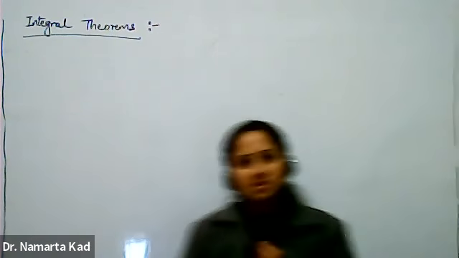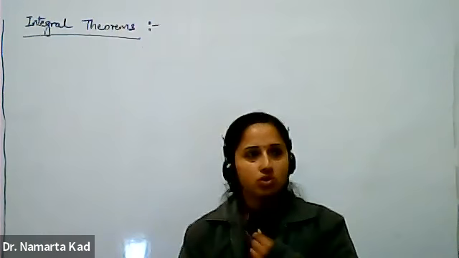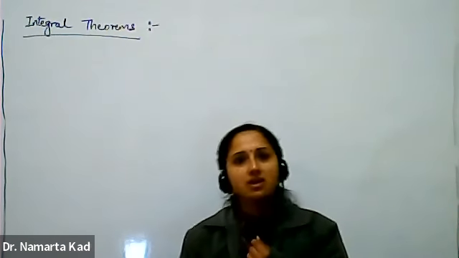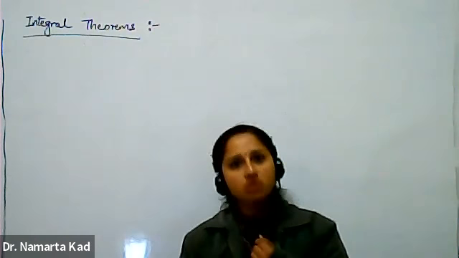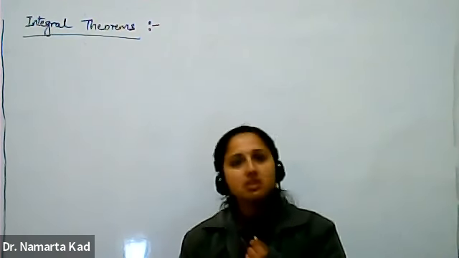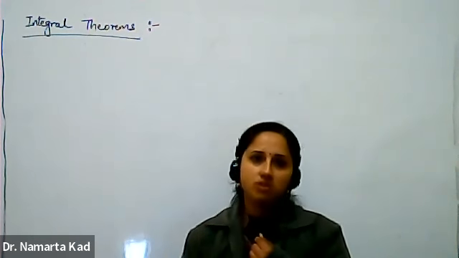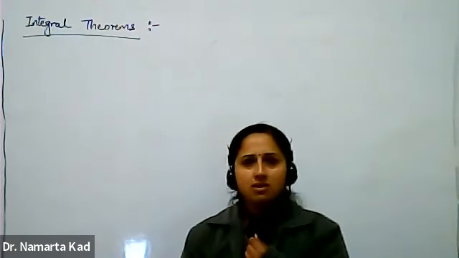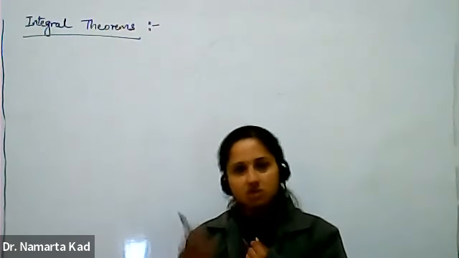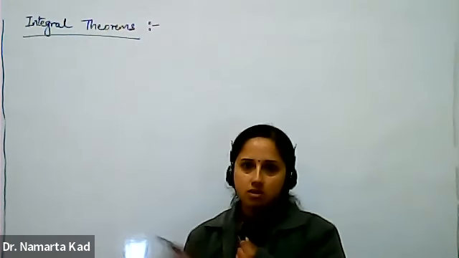Okay, now let's start with the theorems part. These are called integral theorems, and under the theorems we have to cover 4 theorems: Gauss Divergence Theorem, then Stokes Theorem, then Green's Theorem, and then Helmholtz Theorem. Gauss Divergence Theorem and Stokes Theorem are almost similar, with similar steps going through the proof.